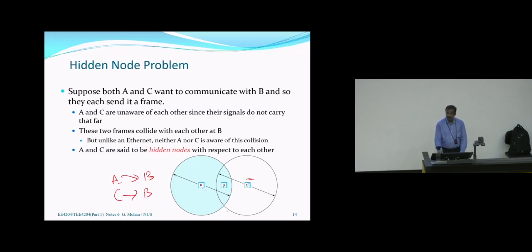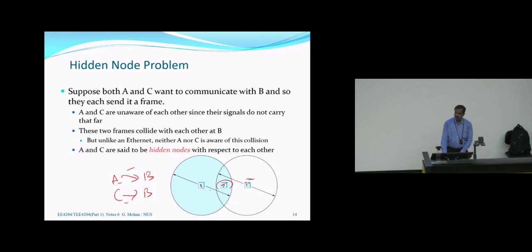When C sends to B, that frame cannot reach A. C cannot reach A, because A and C are hidden from each other. They are very far. So what happens? A sends to B because A thinks there is no ongoing transmission. C thinks there is no ongoing transmission, so C also sends to B. But there is a collision at B.